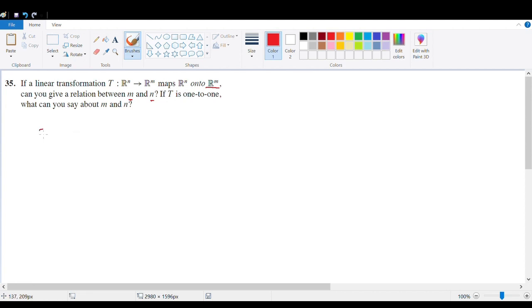So if T, let's say if T mapping Rn into Rm, that means it maps Rn into Rm, then standard matrix A should have a pivot in each row.